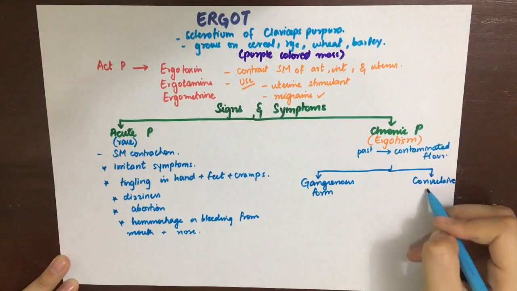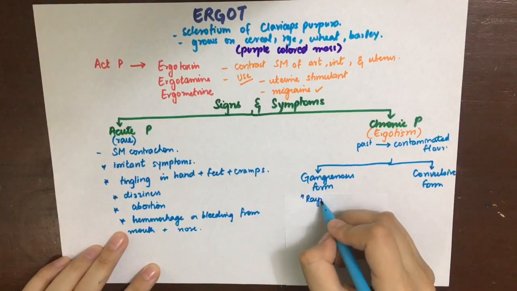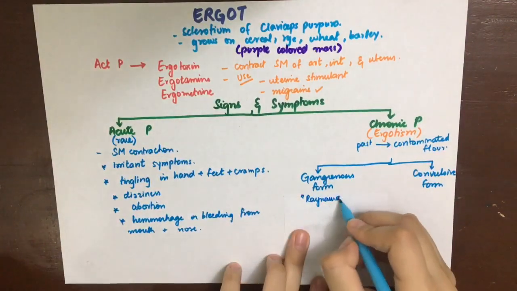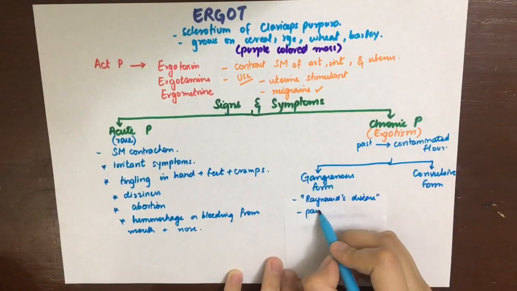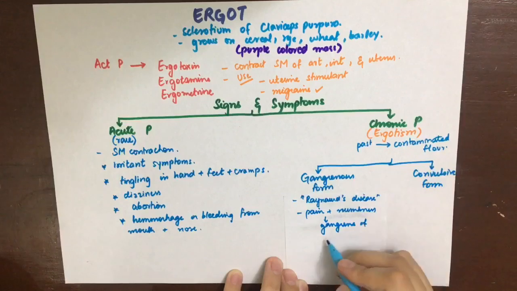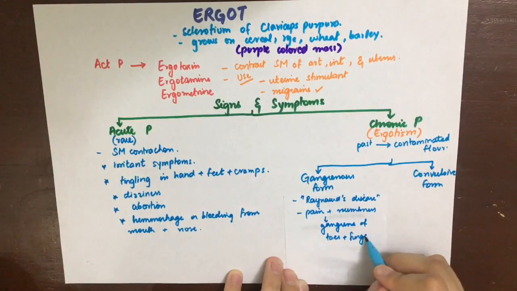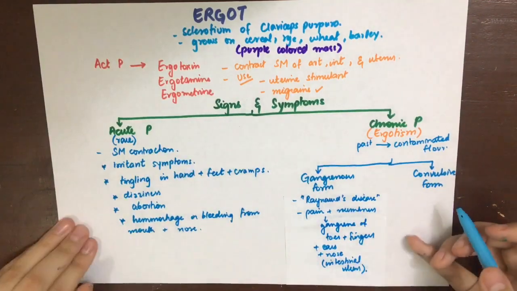The gangrenous form, as you can expect, resembles Raynaud's disease, which is a peripheral arterial disease that leads to gangrene of the peripheries, such as fingers, toes, etc. It can also cause gangrene of the nose and ear, etc. The intestine can also undergo gangrene and cause ulcers.